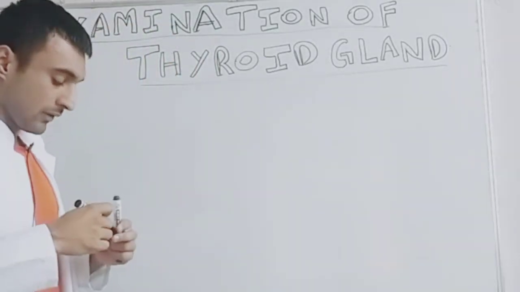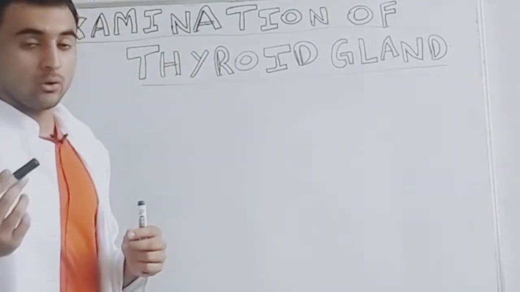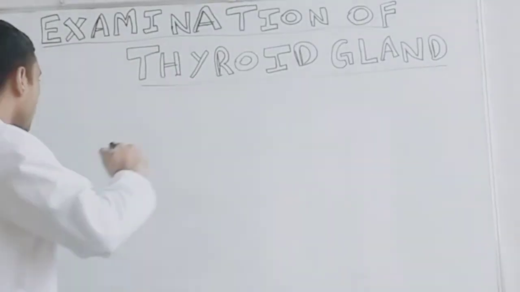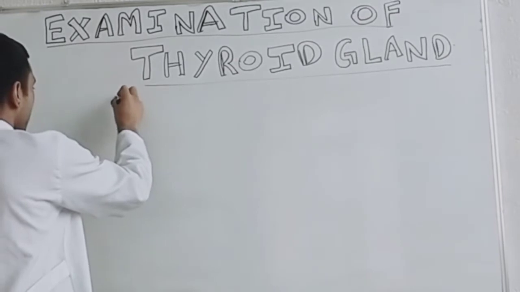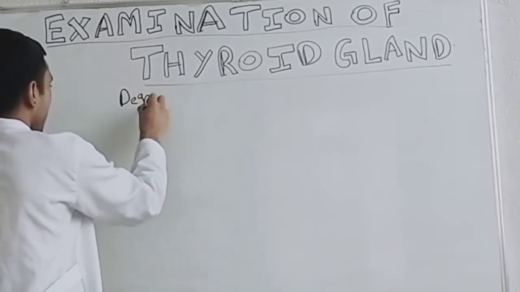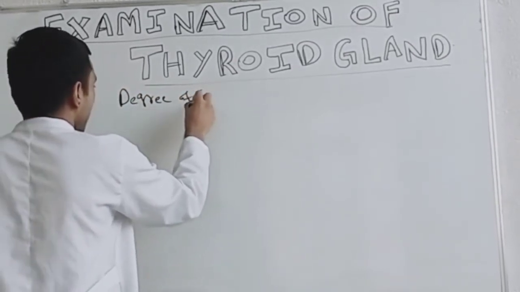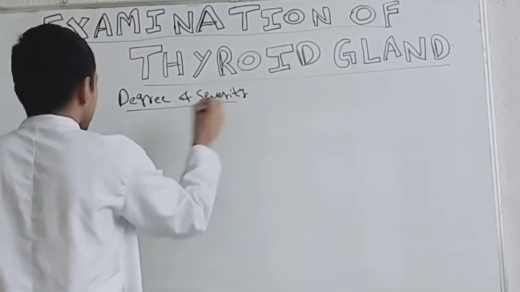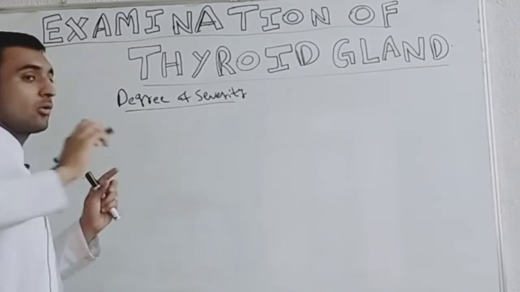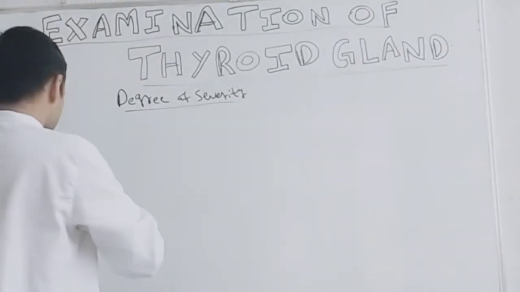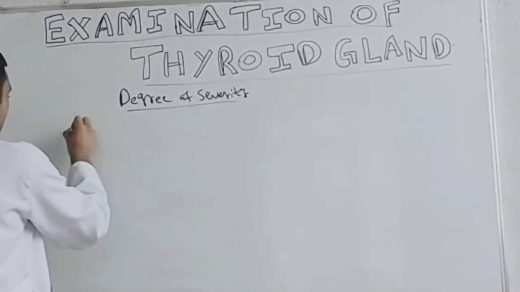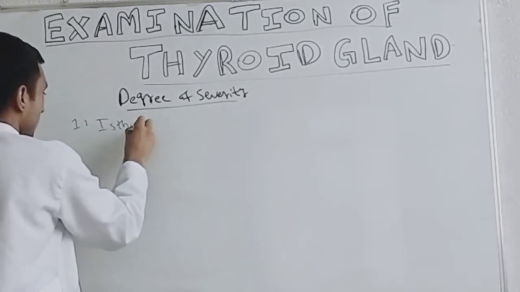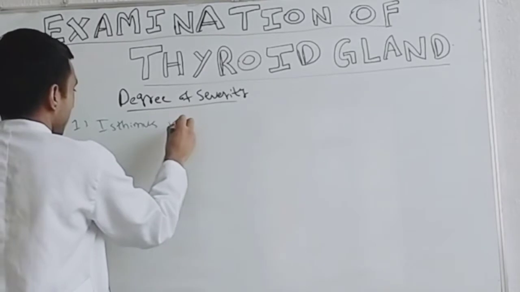First of all, we will check the degrees of severity of abnormality of the thyroid gland. In the normal condition, when the thyroid gland is normal, the isthmus of the thyroid gland is palpable.